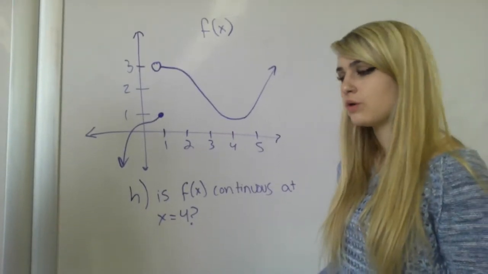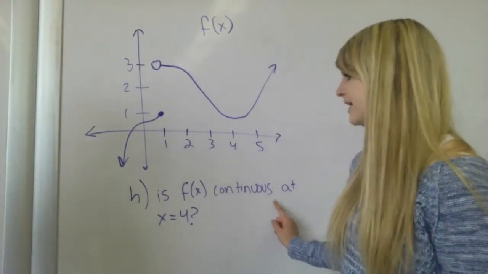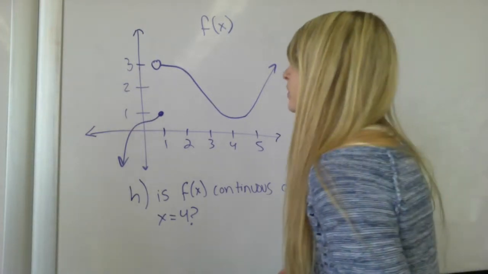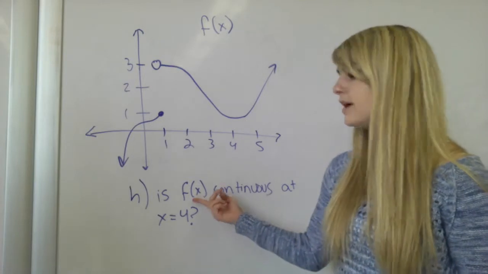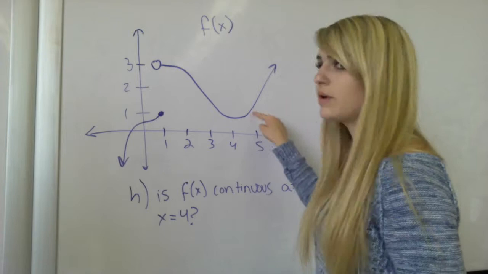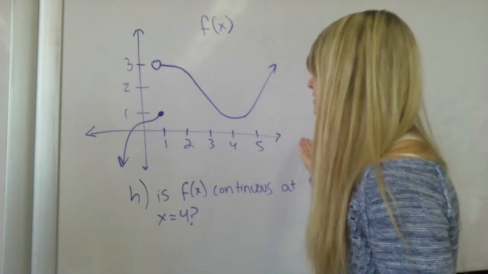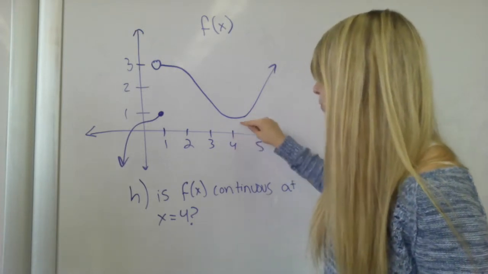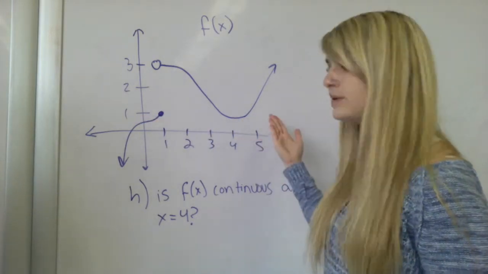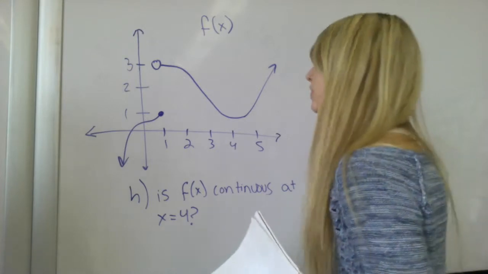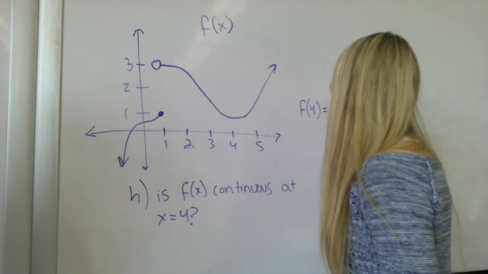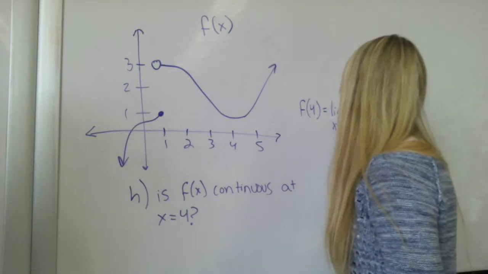So now we want to know, is f of x continuous at x equals 4? As we learned by the definition of continuity, in order for f of x to be continuous at x equals 4, the limits from the left and the right have to be the same, as we already know, and the y value at 4 has to be the same as both of the limits. It would have to be f of 4 equals the limit as x approaches 4.